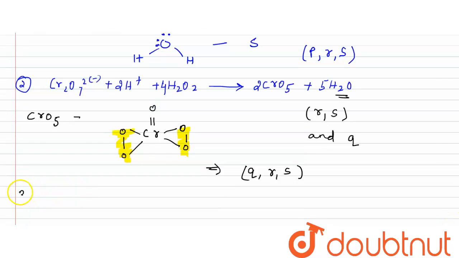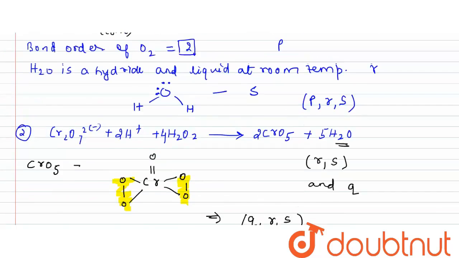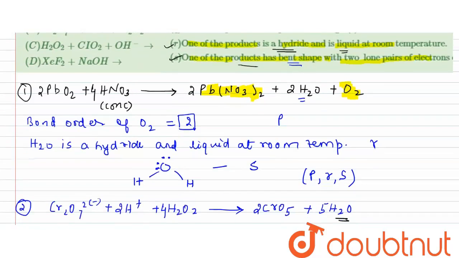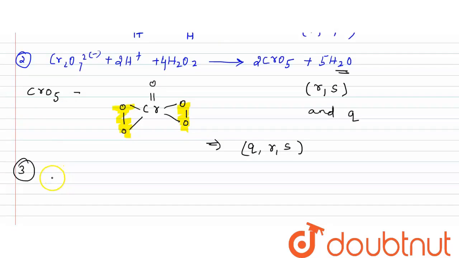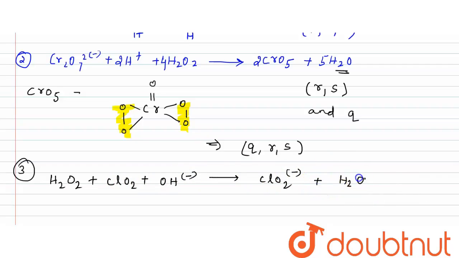Now let's see the third one. What is given in the third reaction? H2O2 plus ClO2 plus OH minus. Again a very important reaction. H2O2 plus ClO2 plus OH minus, right? This on reaction gives you ClO2 minus, right, plus H2O plus O2.